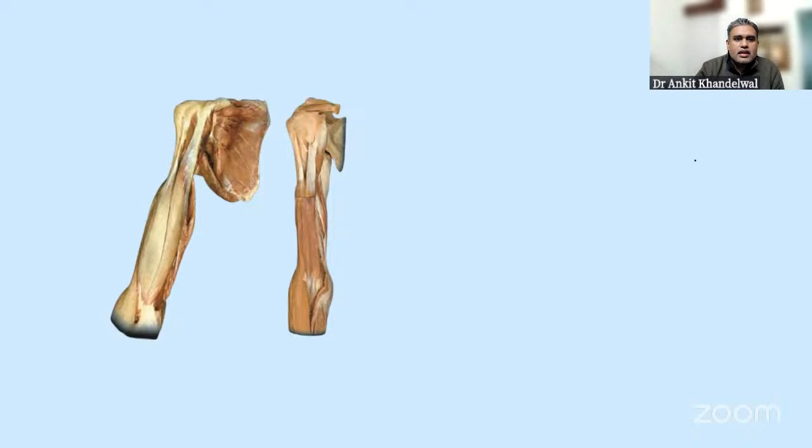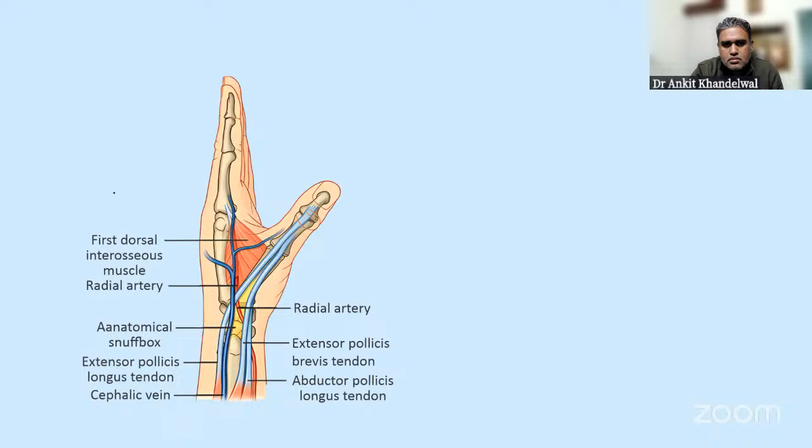This is again a cadaveric image showing us the two heads of the biceps brachii muscle. Last topic, not the least, we have the anatomical snuffbox.